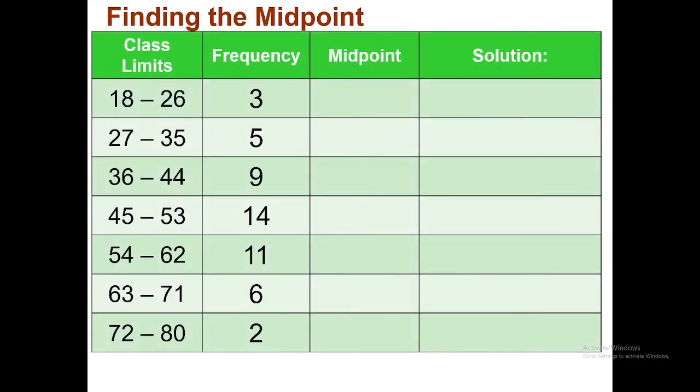We have the same data. So, how do we get the midpoint? Where do we get the midpoint, sir? We get it from the class limits. The number in the middle of 18 and 26 is what we call the midpoint. The middle number between 18 and 26, how do we get that? What's the middle number between 18 and 26? How did you get 22?